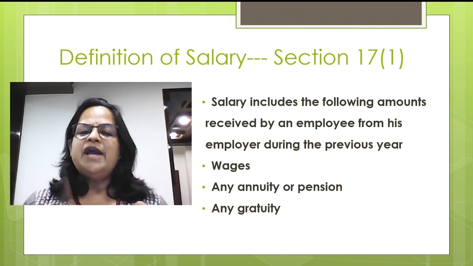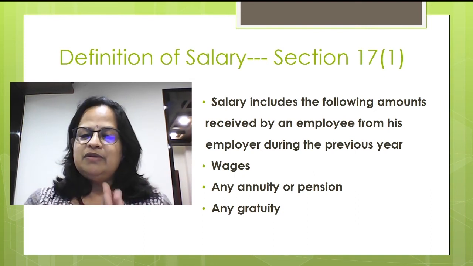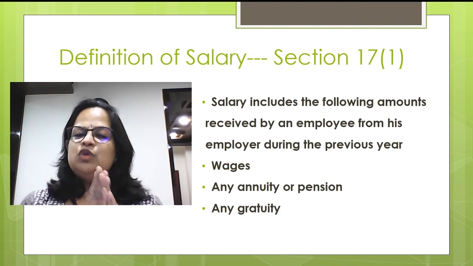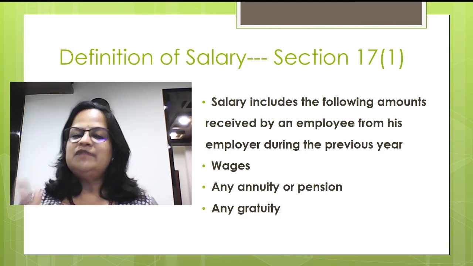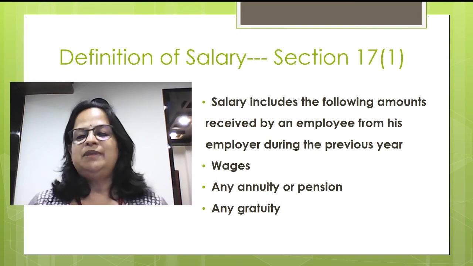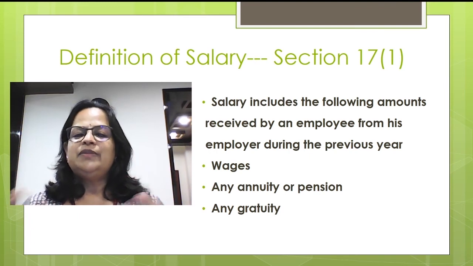Next one is any annuity or pension. You know that while in service you will be getting salary. After your working life is over, after retirement, what you get will be your normal pension, and that will be taxable. This computation of pension we have to learn in detail in the salary chapter.